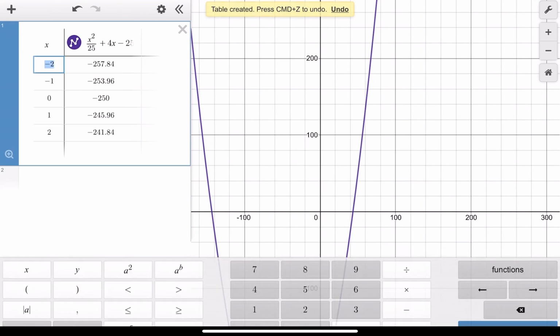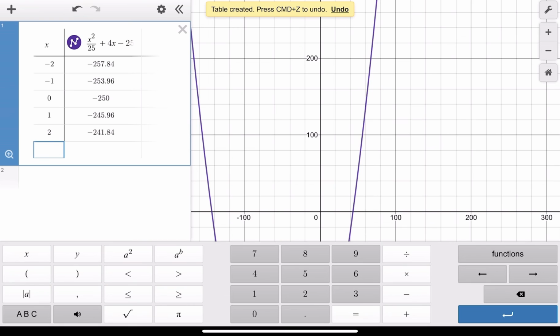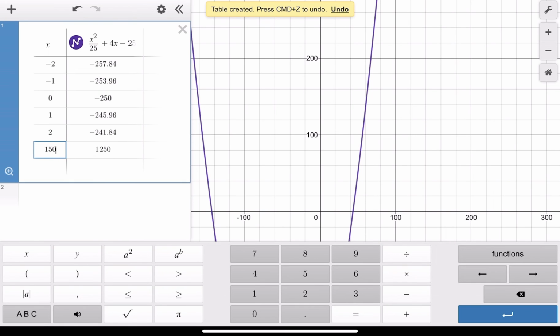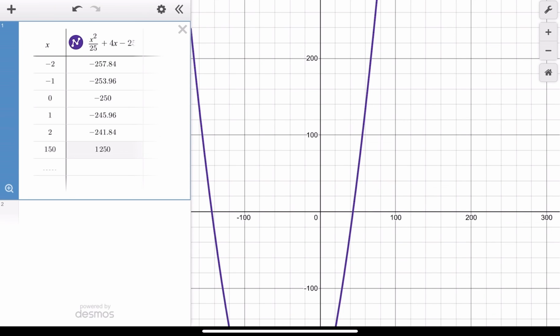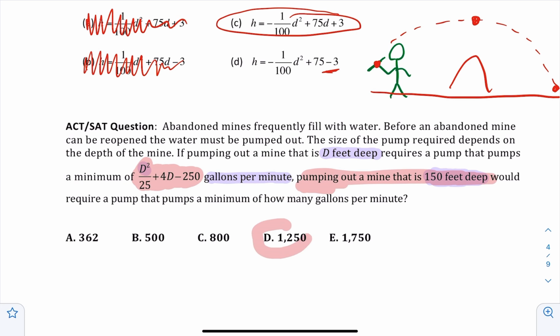So I hit settings and table. And I'm going to plug in a depth of 150 feet. And so at 150 feet, I need a pump that can pump the mine out at least 1,250 gallons of water. Pardon all of the tripping over my words there. I need a pump that can pump 1,250 gallons of water per minute out of the mine. That is going to be a big pump.